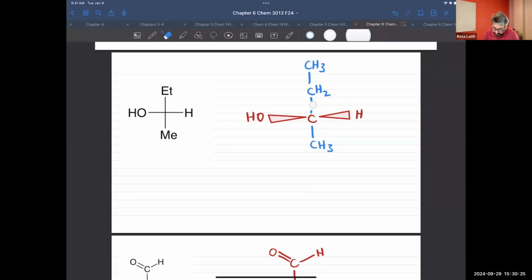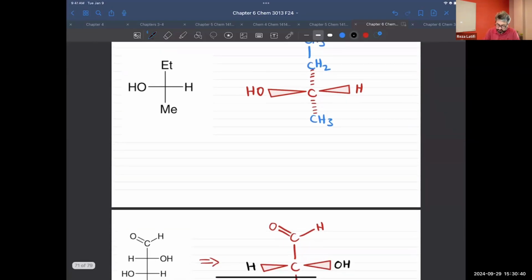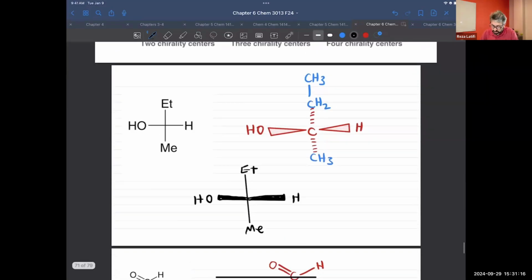So I can just simply erase those and show them by dashed lines just to say that they are in back of the molecule. But for easiness, most of the time you will see people simply drawing it like a cross, with methyl down here, ethyl here, and now we have hydrogen and OH there. I'm going to show that hydrogen and OH are pointing to us, so I'm going to fill them in. And remember, if hydrogen is facing to you, whenever you want to figure out the configuration, you have to flip it.